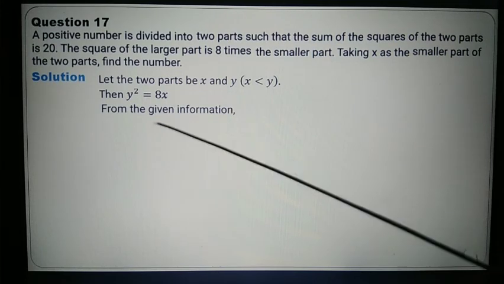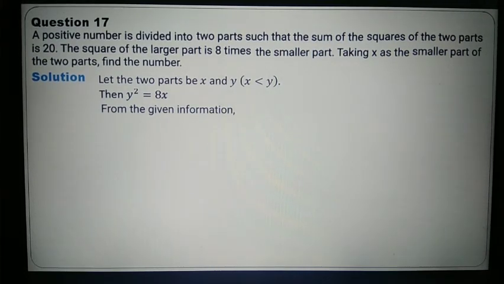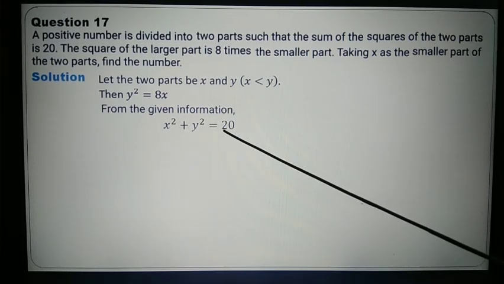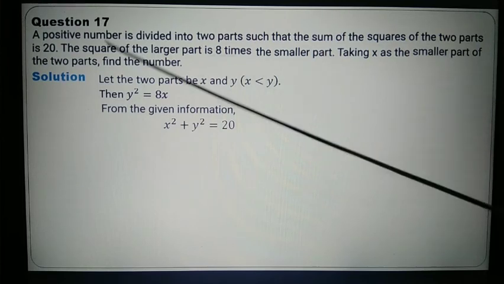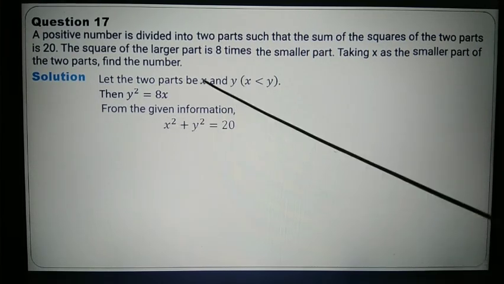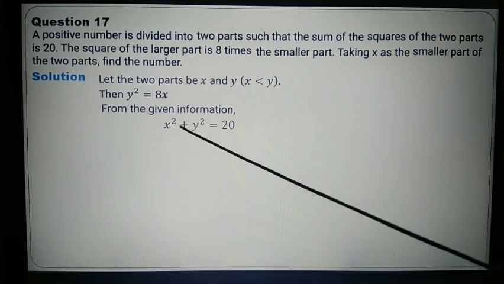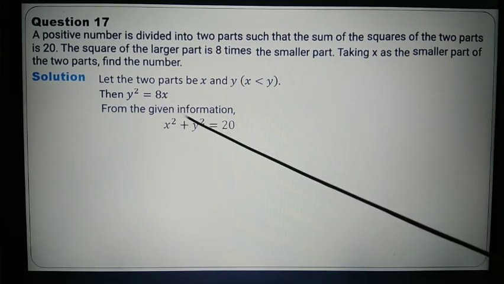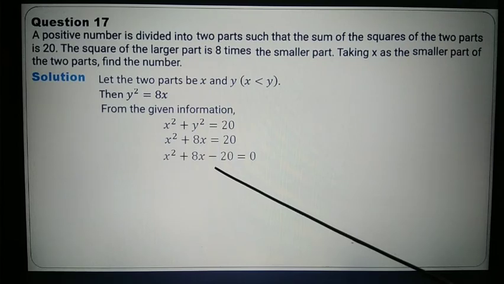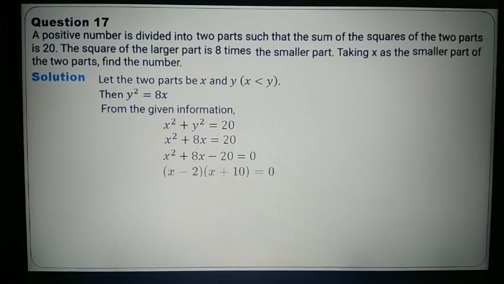Now from the given information, what we have is x square plus y square has to be 20, because it is said the sum of the squares of the two parts is 20. So the two parts are x and y, so the sum of their squares will be 20. Now we'll put the value of y square to be 8x here, then we'll get the quadratic equation to be this much. Solve it and find the value of x. So you'll get x to be 2 or minus 10, right?